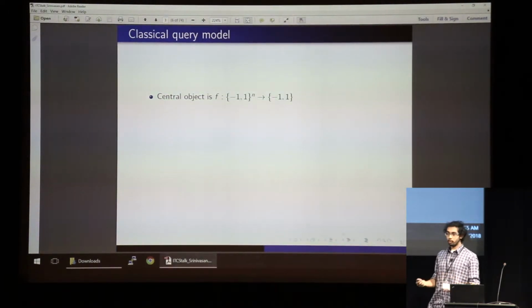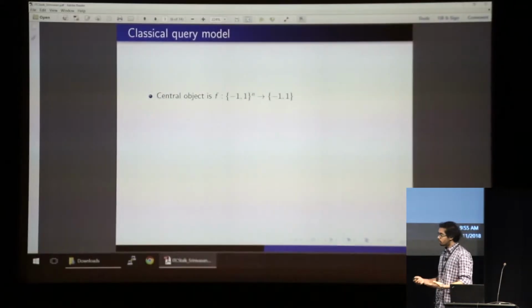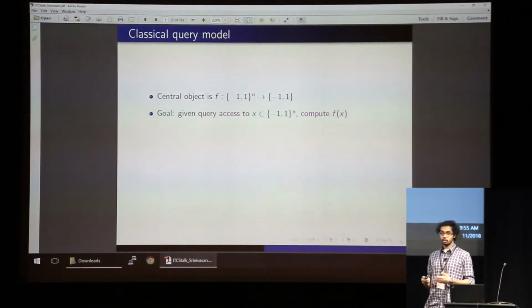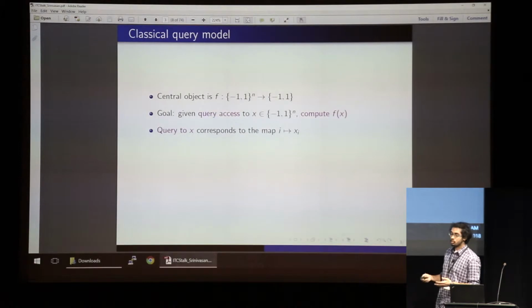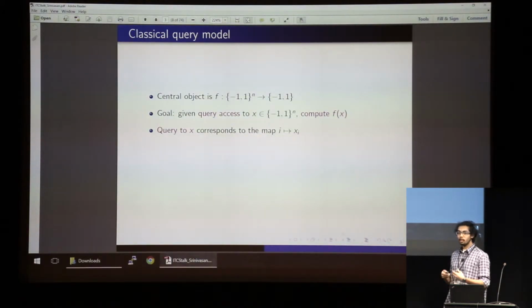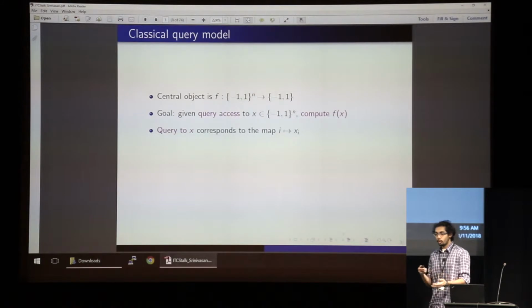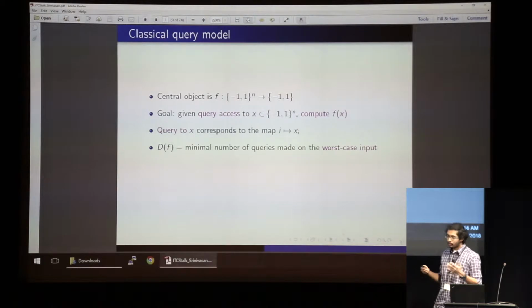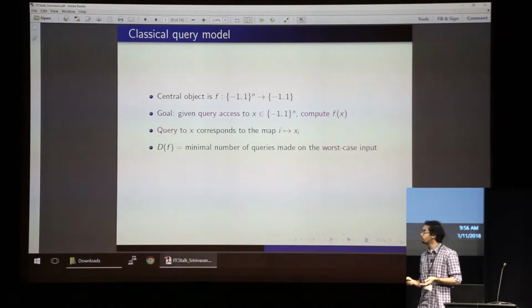The central object is just a Boolean function, a function that maps n-bit strings to plus or minus 1. And the goal is to compute f of x given query access to x. So everyone knows f, but x is unknown to us, and we are allowed to make queries to x. What do I mean by a query? It's just a map. A query takes in as input i, and it tells us x_i. So we need to compute f of x, and we are allowed to make queries to x of this form. And D of f, that is the decision tree complexity, or the deterministic query complexity of f, is the minimal number of queries made on the hardest input, where the minimum is over all the algorithms that compute f.